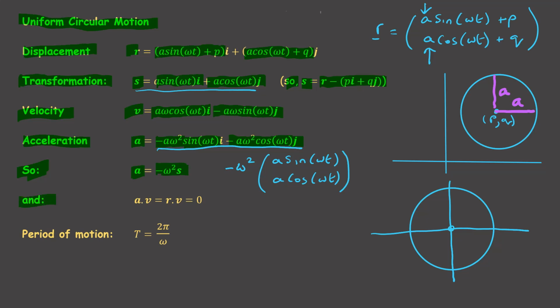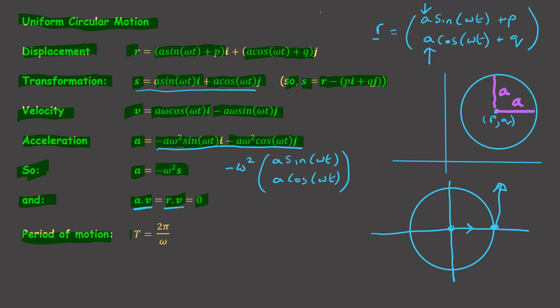Using a dot product, a dot v is equal to r dot v is equal to 0. And that means that the acceleration is perpendicular to the velocity, and also that the displacement is perpendicular to the velocity. Not surprising if you look at a point like this, where it will be travelling vertically upwards, but the displacement is measured horizontally.